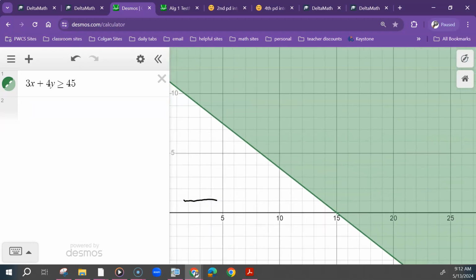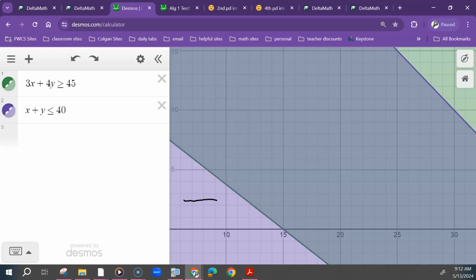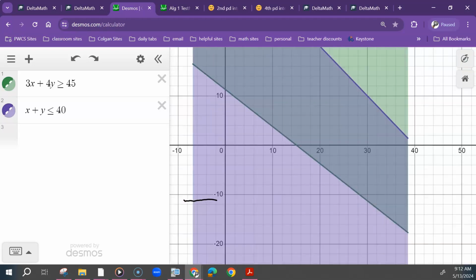So let's say I had this, I solved it. I know it's going to be a solid line, and it's greater than or equal to, so I have to shade above that. Okay. And then I get my other one, I solve it, and this would be y is less than or equal to negative x. It's less than or equal to, so it's again going to be a solid line.